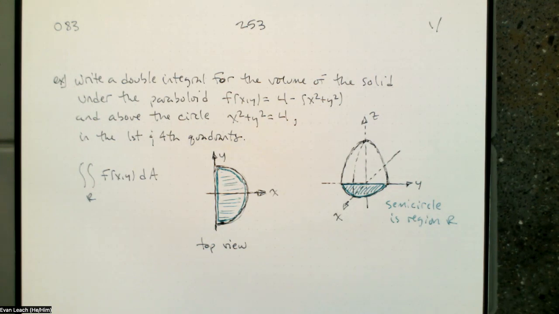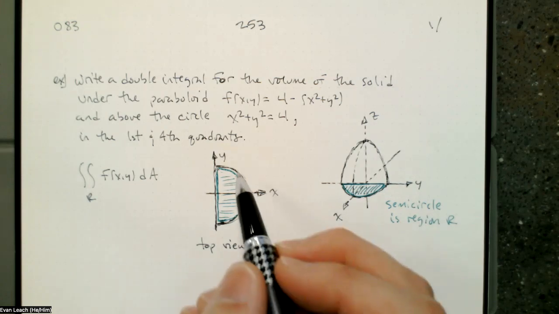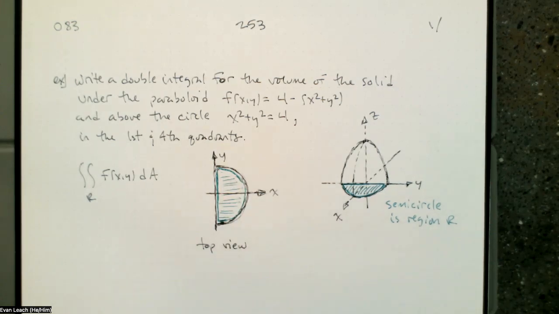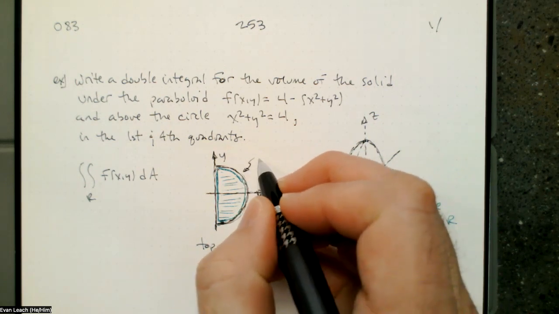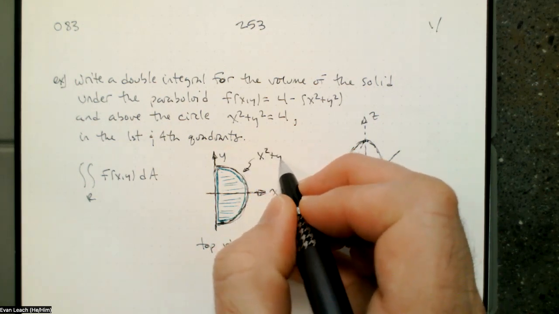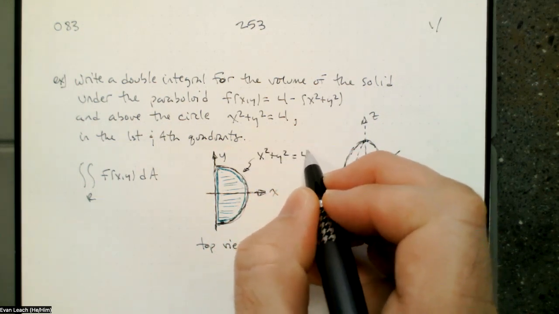So if we look at f of x,y equals 0, for a height of 0 above the xy plane, that's going to give us 4 minus x squared minus y squared equals 0, or x squared plus y squared equals 4. So we want all of it. And then later on, we can restrict to some piece of this and just describe it differently. But right now, we're taking all of it. And here's the line. This is the circle x squared plus y squared equals 4.